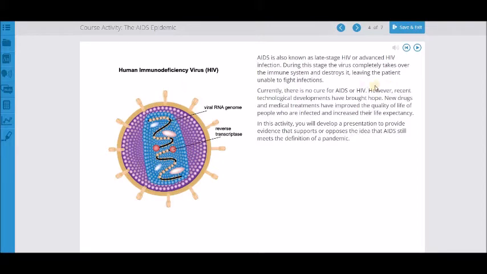AIDS is known as late stage HIV because there are several stages of HIV. The first stage being you don't even know you have it. That's one of the problems with HIV, you don't even know you have it. Again, similar to coronavirus. You can have corona for a couple of days or weeks before you start showing symptoms and infect other people. Well, HIV is the same way. You can have HIV for a very long time before you start showing symptoms.